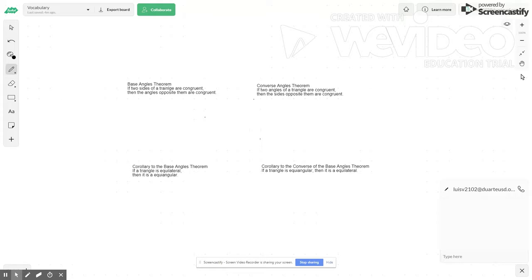Then there's another theorem, which is the corollary to the base angles theorem, which is if a triangle is equilateral, then it is equiangular. Then there's corollary to the converse of the base angles theorem, which is an important one too, which is if a triangle is equiangular, then it is equilateral.